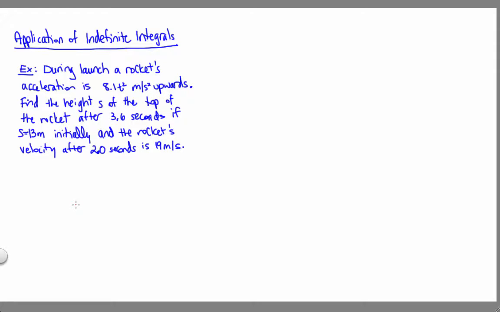In this video, we'll practice an application of indefinite integrals. Here's our example. During launch, a rocket's acceleration is 8.1 t squared meters per second squared upwards. Find the height s of the top of the rocket after 3.6 seconds if s equals 13 meters initially and the rocket's velocity after 2.0 seconds is 19 meters per second.